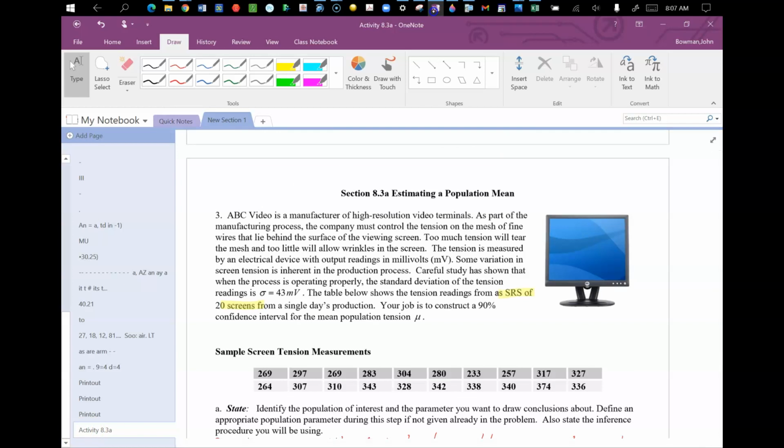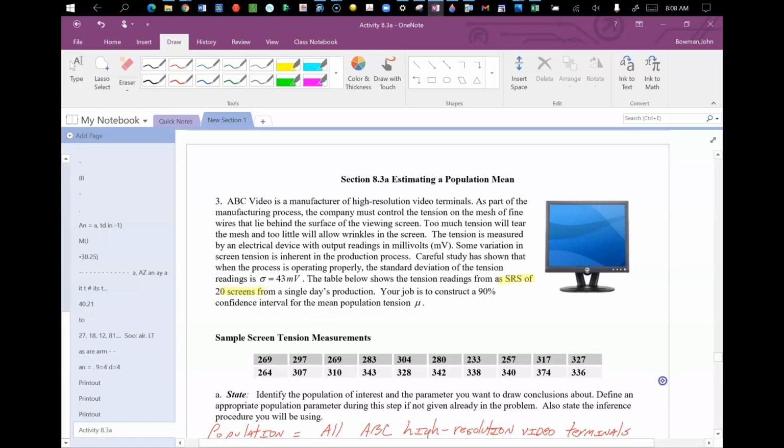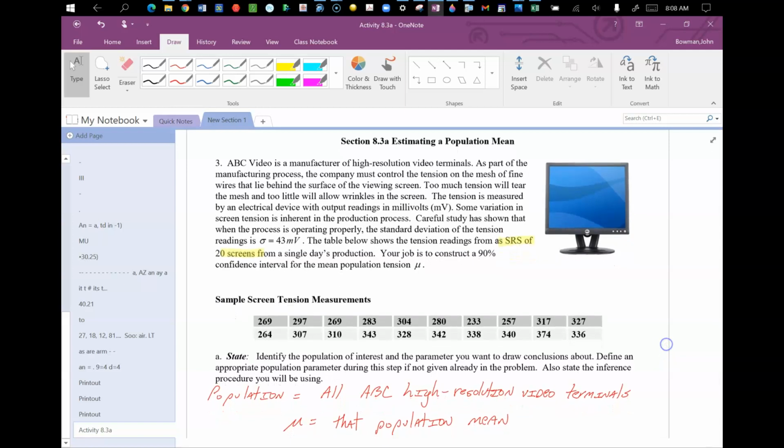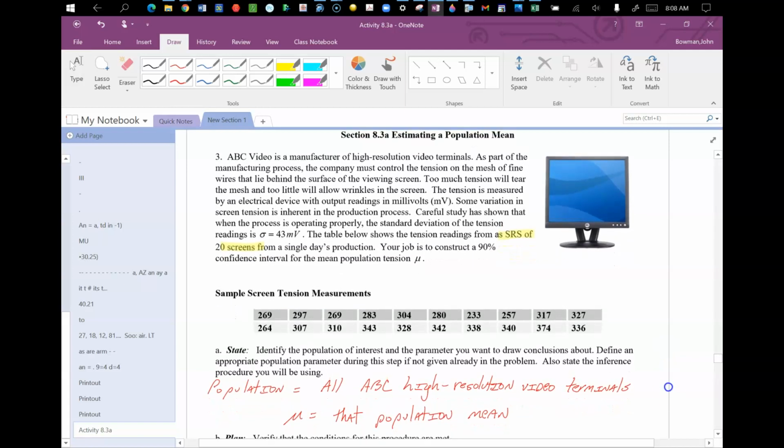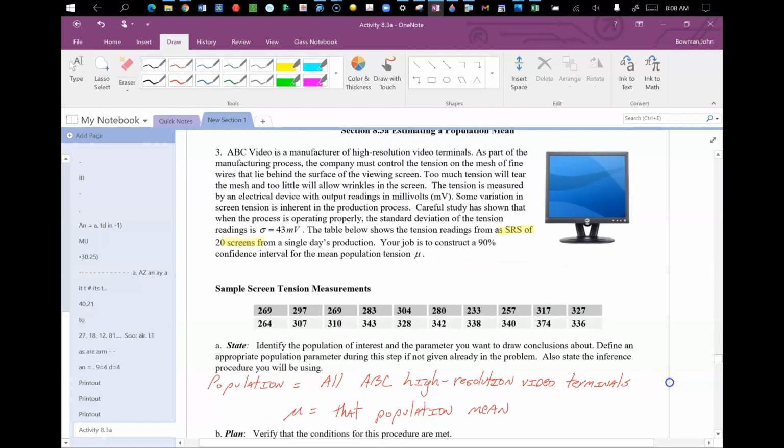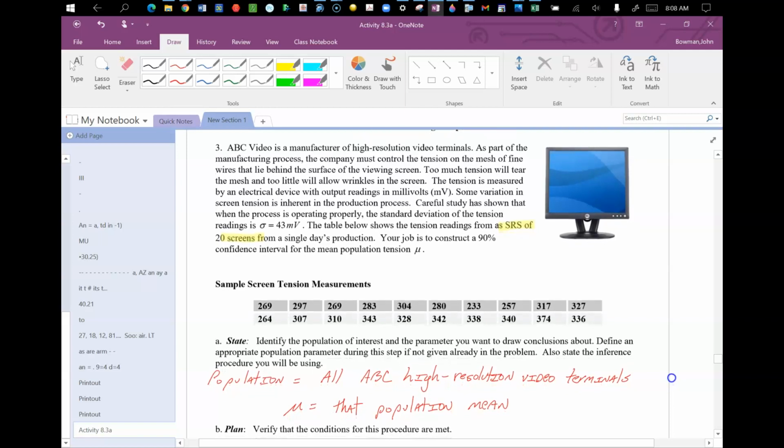All right. So the first step in the four-step process, state: identify the population of interest and the parameter you want to draw a conclusion about. Define an appropriate population parameter during this step, if not given already in the problem. Also state the inference procedure you will be using. Again, I normally think through this. I don't actually write this down, and you are free to do the same, but make sure you don't skip it. So in this case, the population is all ABC high-resolution video terminals, and the parameter that we're interested in estimating is the population mean.